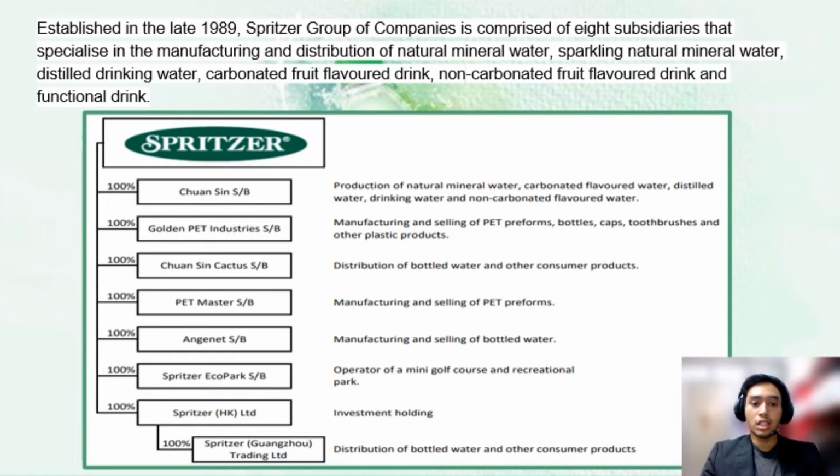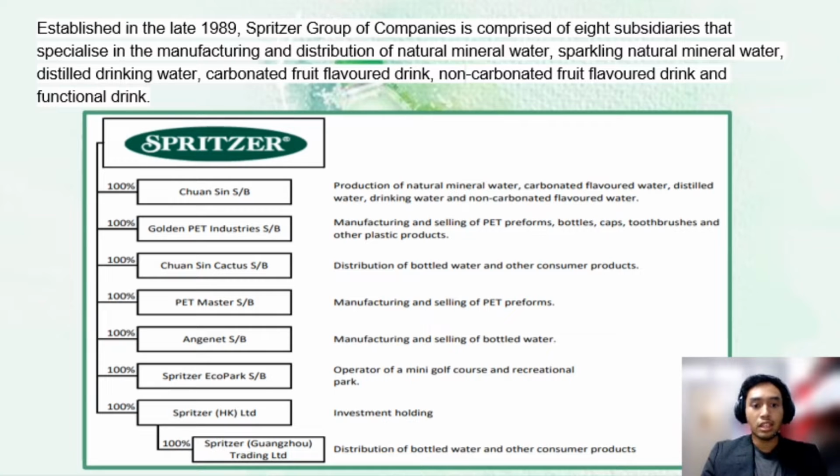The figure below shows the 8 subsidiary companies that are related to the production of Spritzer. First is Chuan Sin Sdn Berhad, which is assigned to the production of natural mineral water, carbonated flavored water, distilled water, drinking water, and non-carbonated flavored water. Second is Golden PET Industries, which was assigned for manufacturing and selling of PET preforms, bottles, caps, toothbrushes, and other plastic products. Third is Chuan Sin Cactus Sdn Berhad, for distribution of bottled water and other consumer products.